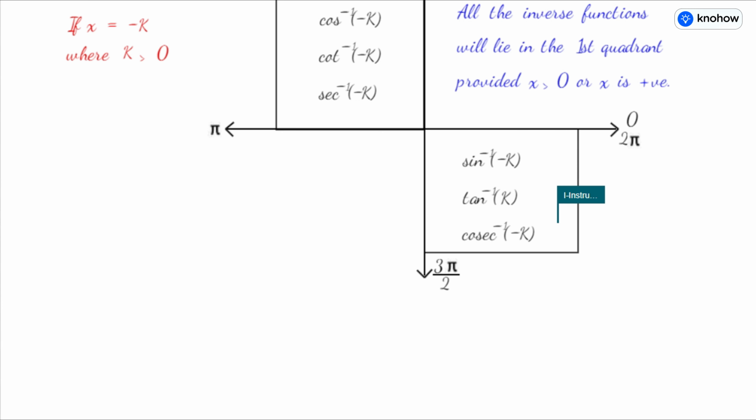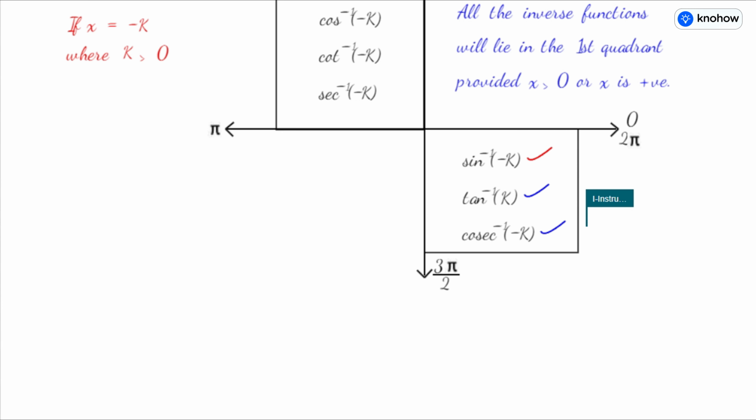I repeat all this and will justify it with the help of examples. When we are finding the value of an inverse function, and x is positive, whether sine inverse, cos inverse, tan inverse, any of all the six, the value of the inverse function will lie in the first quadrant. But if the number x is negative, then in case of sine inverse, tan inverse and cosec inverse, the value of the inverse function will lie in the fourth quadrant. But in case of cos inverse, sec inverse and cot inverse, it will lie in the second quadrant. Let me take an example for each one of them.